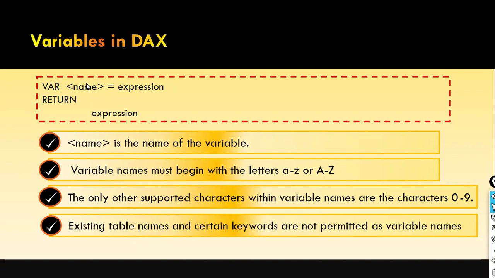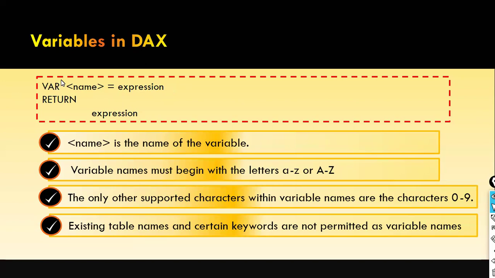Just think: the name is net salary, and the expression is the earnings minus deductions. So this is the syntax for defining a variable. VAR stands for variable. It's a reserved keyword. Whenever you define any variable, make sure you prefix it with VAR, and leave a space between the keyword VAR and the variable name. This is followed by the equal sign, and after the equal sign you can specify the expression, which can be something like earnings minus deductions.